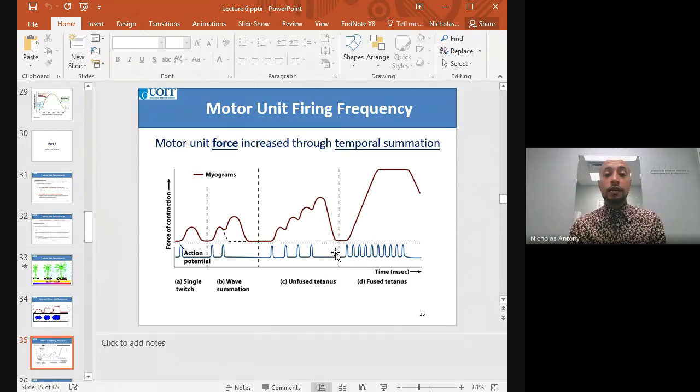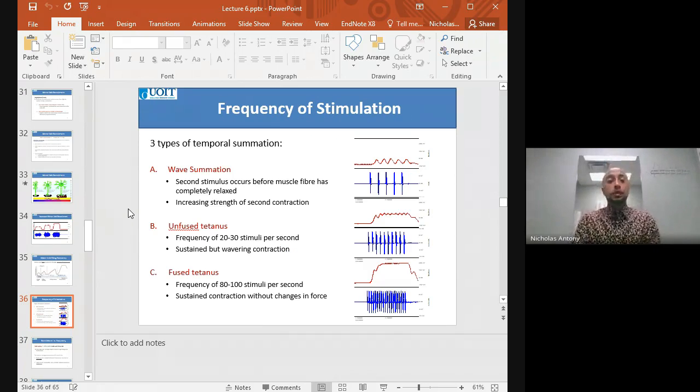And if you do it fast enough, you get what's called a fused tetanus, where everything builds up to max. Does everyone understand that? Okay. So studies have looked at the frequency that is involved in generating a fused tetanus when looking at motor unit firing and muscle contraction.